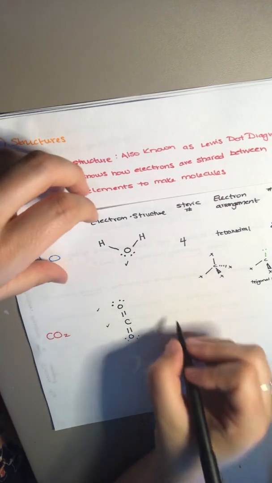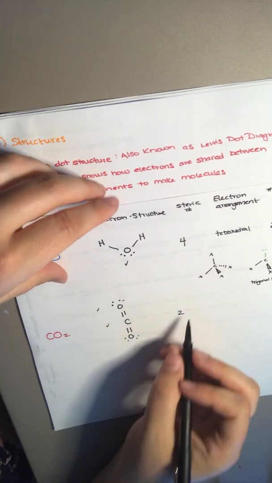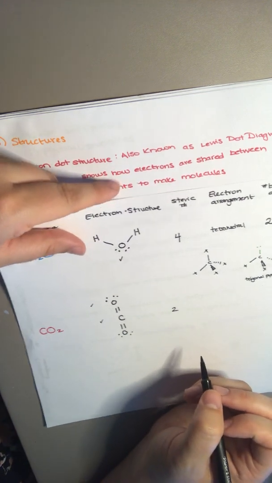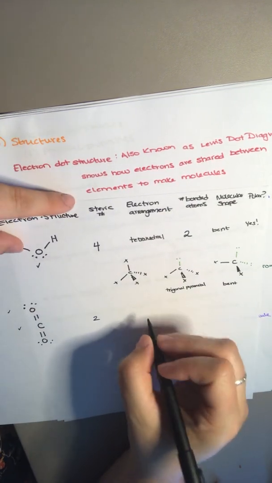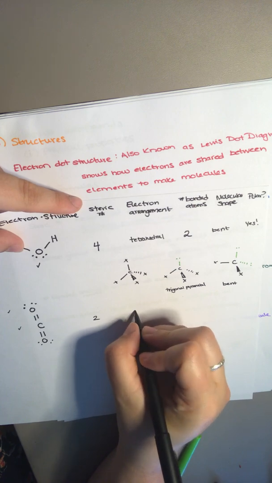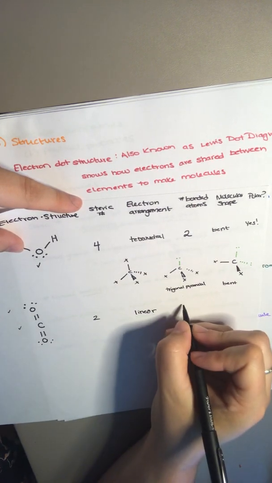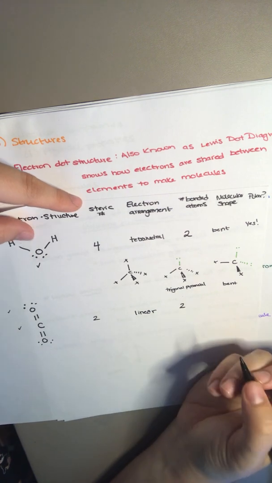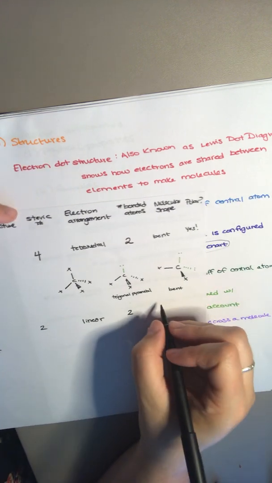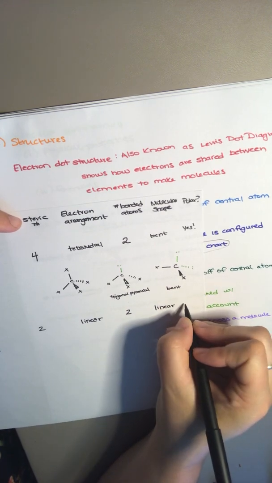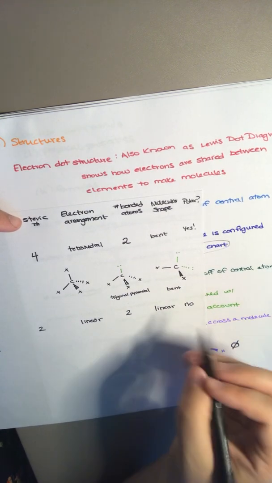For this, my steric number ends up being 2. And this is because I've got 2 different things attached to that carbon. Our electron arrangement is considered linear. We have 2 different bonded atoms. Our molecular shape also is linear, and this ends up being nonpolar, so no, it is not polar.